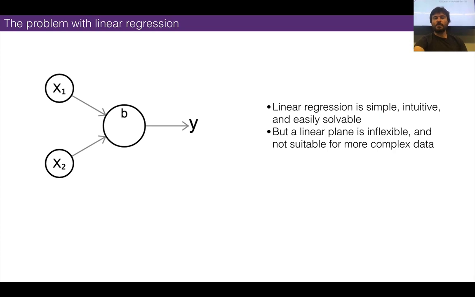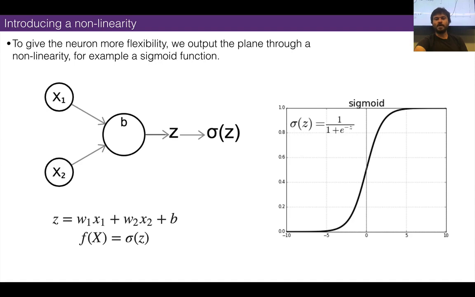Now, the problem with linear regression is that we love it. It's simple, easy, really easily solvable. But as we said last week, linear planes just aren't expressive enough. I like to say they're not expressive because you can't bend them. They're flat. You can't make them represent more complicated data distributions. So that doesn't work, and we have to complicate everything horribly by introducing a nonlinearity.